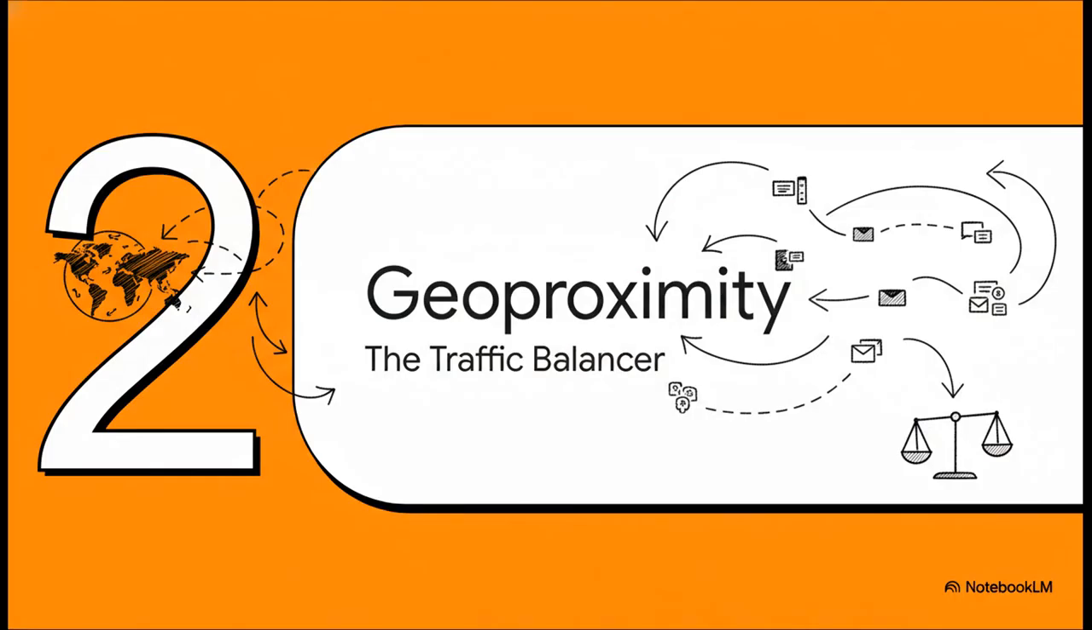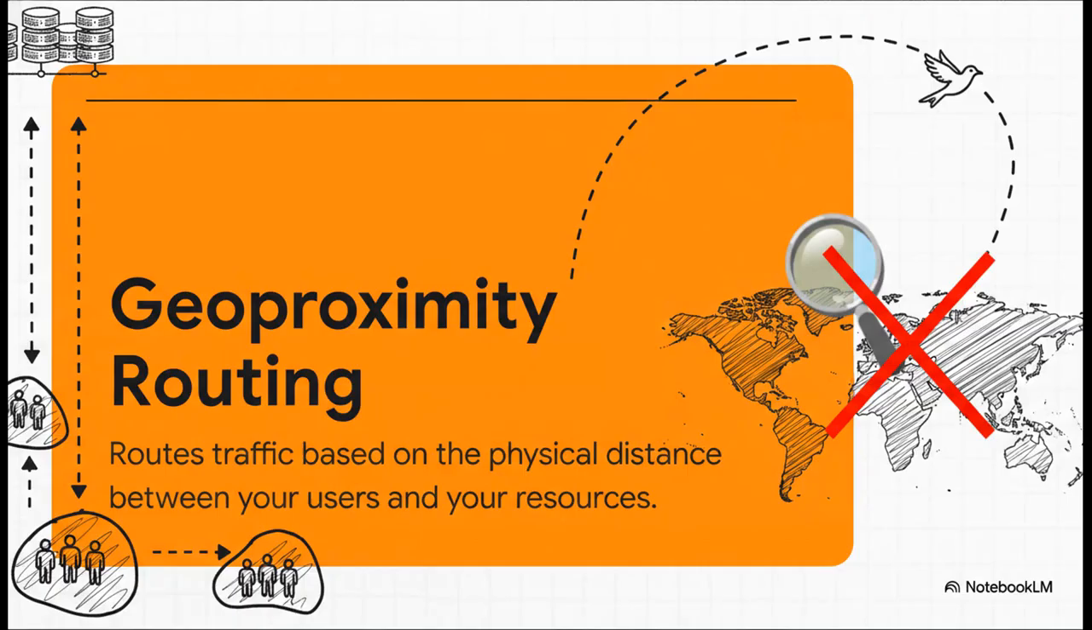All right, on to policy number 2. Geoproximity. So if geolocation was our strict border guard, geoproximity is more like a flexible traffic balancer. It's way less about hard and fast rules and a lot more about gently nudging your traffic around. So how does it work? Geoproximity looks at the actual physical distance, like as the crow flies, between your user and your AWS resources. And that's the key difference right there. We've totally shifted from political boundaries to pure, simple physical distance.